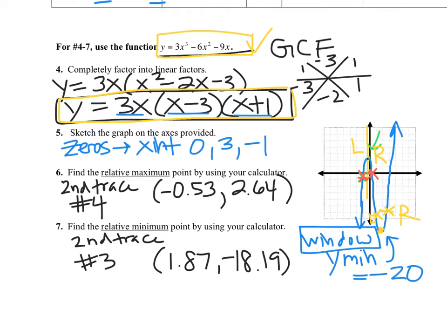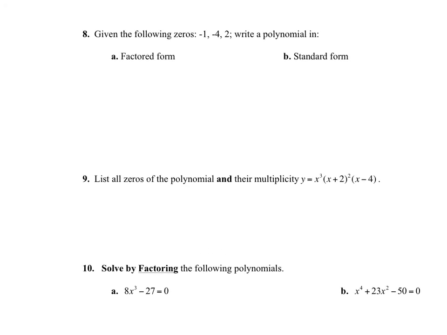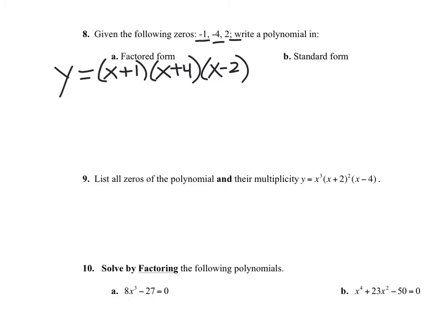Okay, let's go to the next. All right, so the next one, we're going to kind of go backwards now. It says, given the following zeros, write a polynomial in factored form. So instead of having a polynomial and factoring it and finding its zeros, I'm given the zeros and I need to go backwards. The first thing you want to do is, we have 3 zeros here. They're each going to get their own factor. The factor that goes with negative 1 is x plus 1. Negative 4 would be x plus 4, and 2 would be x minus 2. So that is factored form.